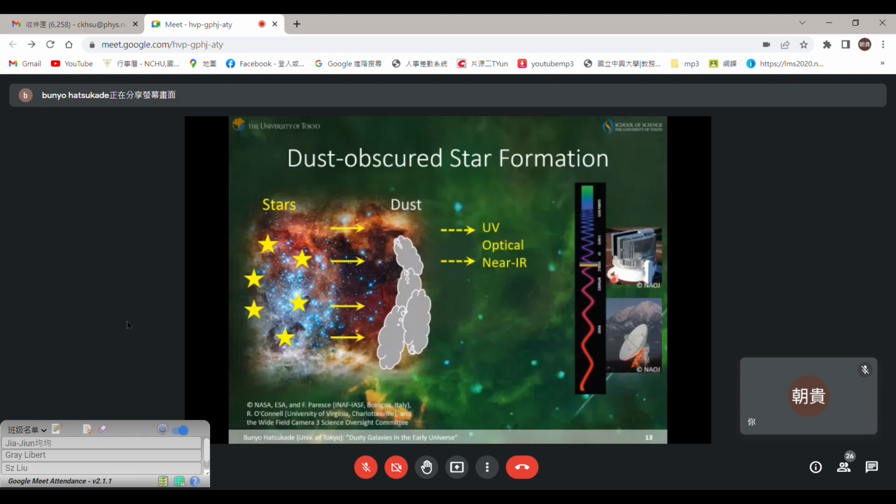We can also understand the star forming activity behind the dust, because the dust absorbs the energy and then re-emits the energy at these wavelengths. So by using these wavelengths and the strength of emission at these wavelengths, we can calculate the activity behind the dust. So we can understand the dust-obscured star forming activity by using these wavelengths.